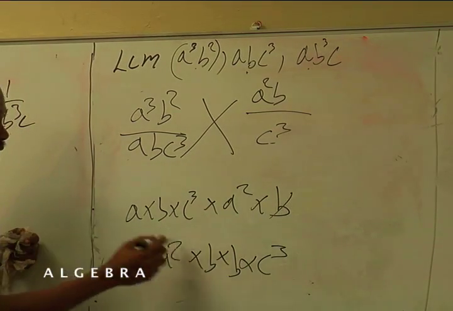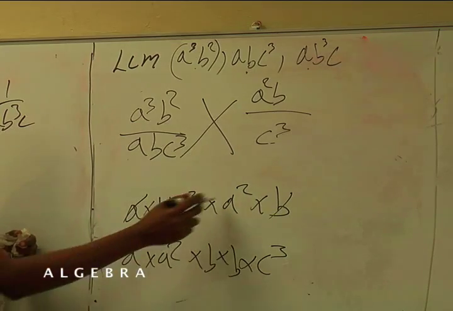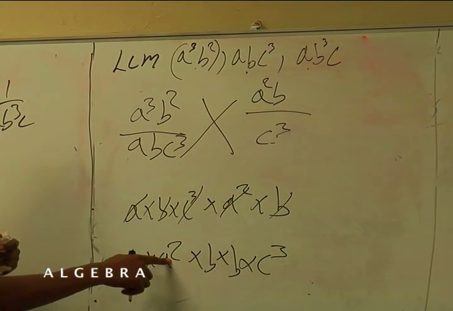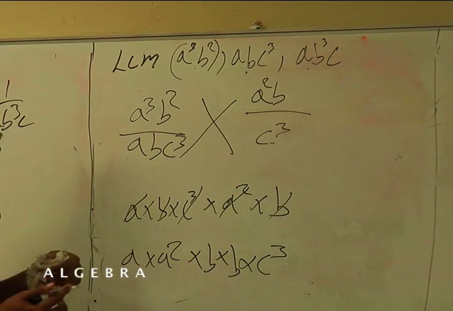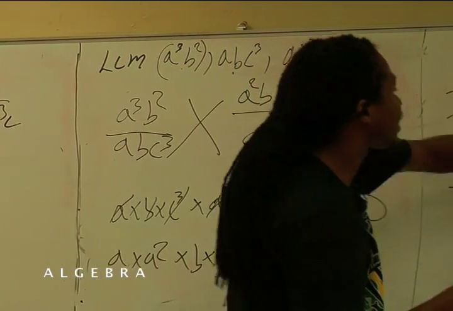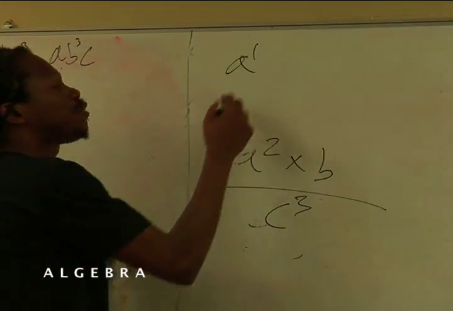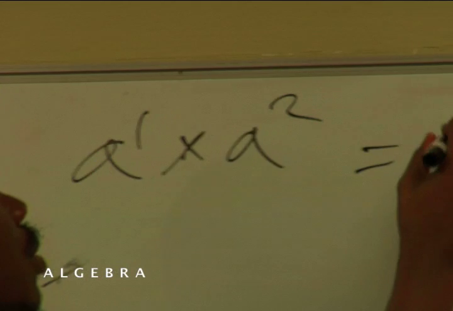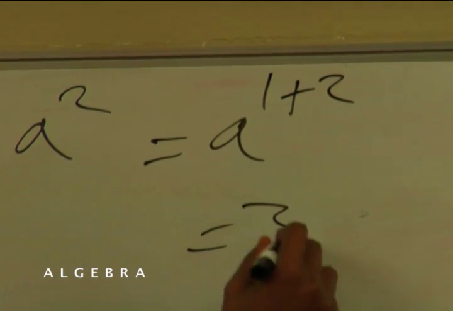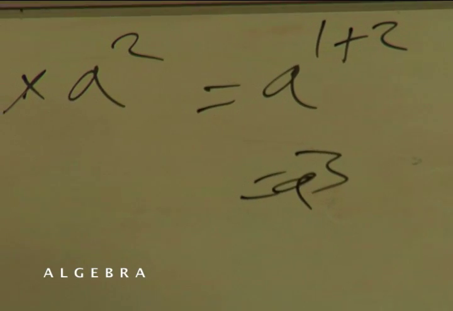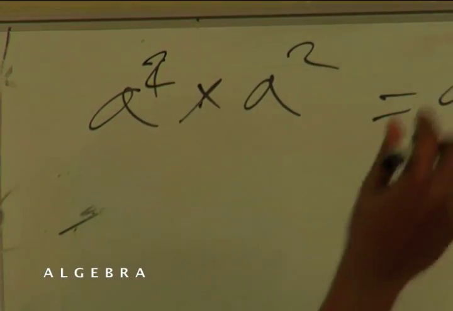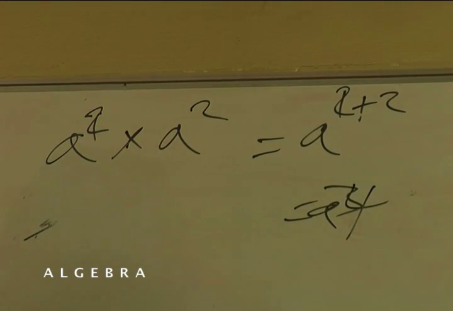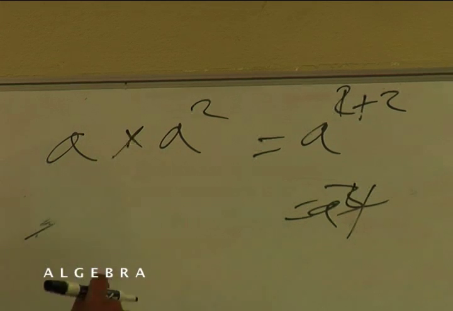See that? B and B come together. A and A square come together. C cube stands alone. A times A square is A cube. When we teach you indices, you're going to learn that. A times A square is actually A to the first power times A to the second power, which is equal to A to the first power plus second power, equal A to the third power. And if it was A to the second power times A to the second power, A to the second plus second equals A to the fourth power.